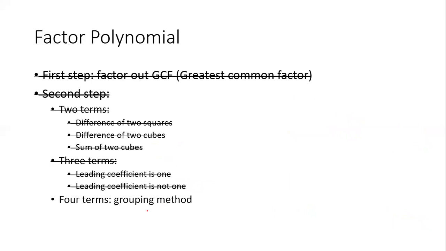Now, if there are four terms, we use something called the grouping method. Let's talk about the grouping method first. For example, x cubed minus 2x squared plus 5x minus 10.